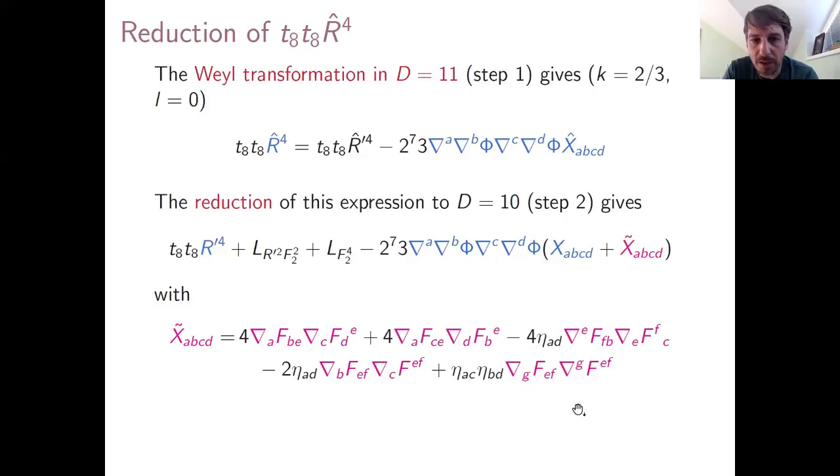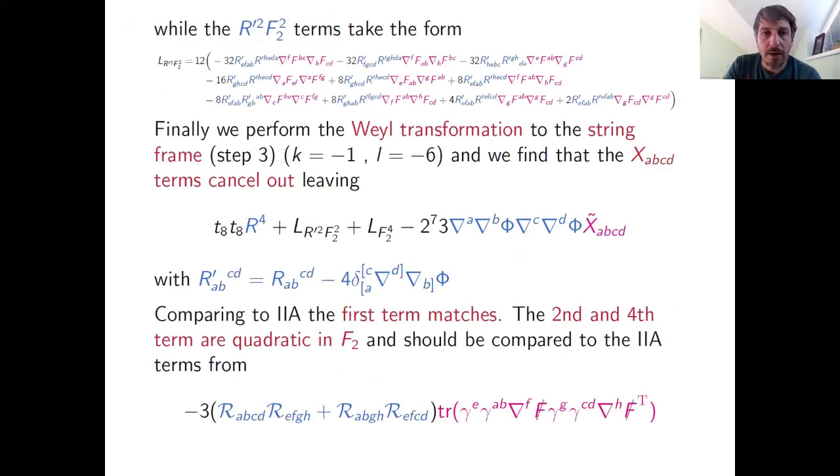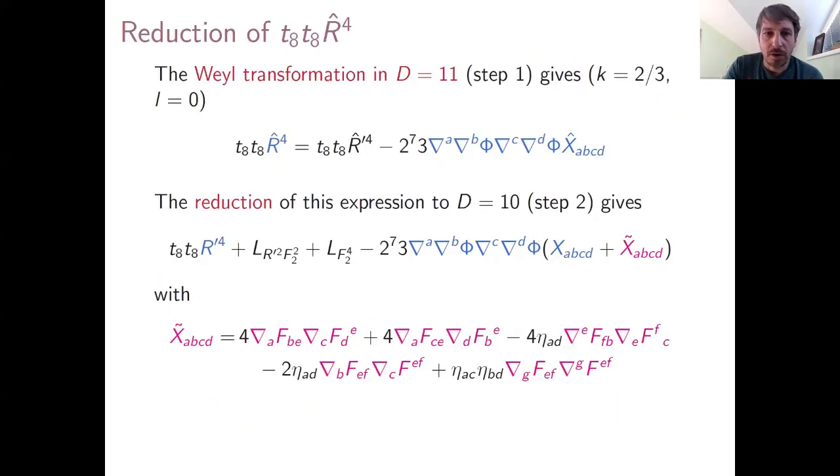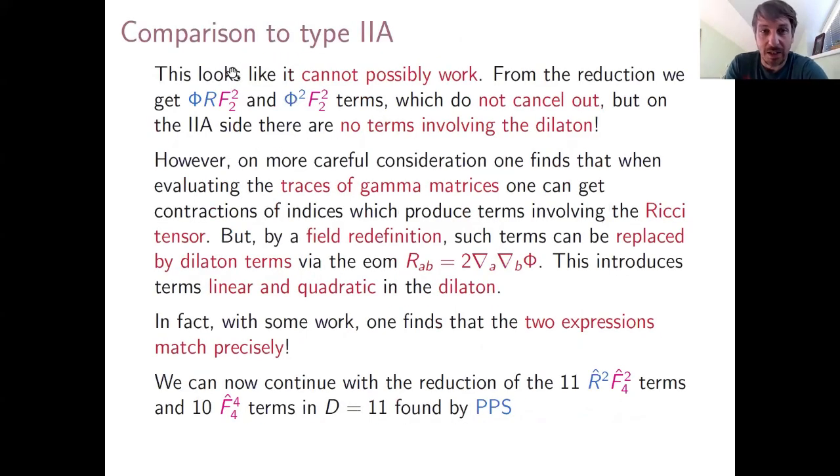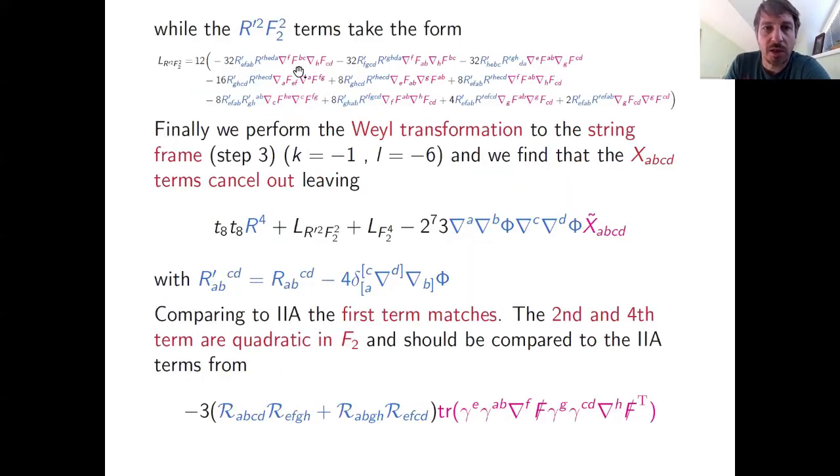Well, it looks like this, but the precise details are not important. The important thing is that it's some F squared term. So this is phi squared F squared, basically. Right, so that's the reduction step. And then these terms, the R squared F squared terms, if you write them out explicitly, they take this form. I have to shrink it just to fit it on the page. It's somewhat complicated, but they are of the form R squared, F2 squared.